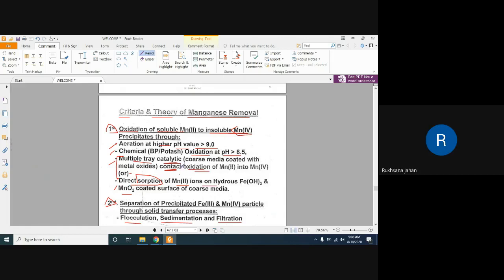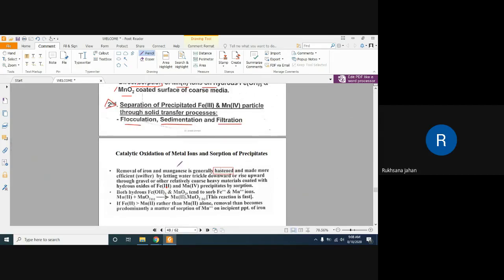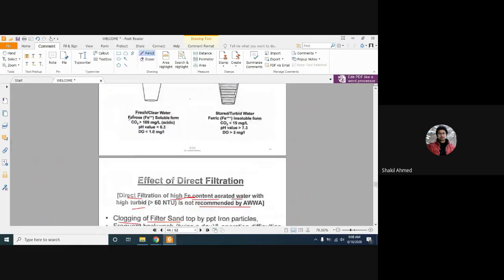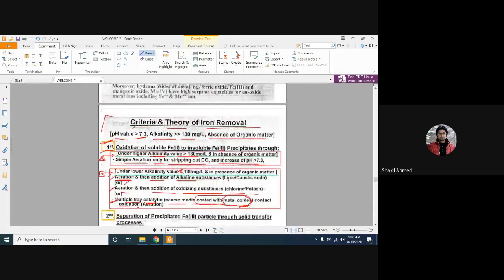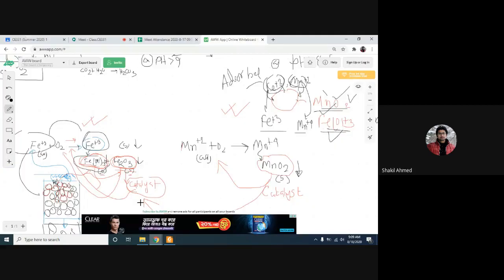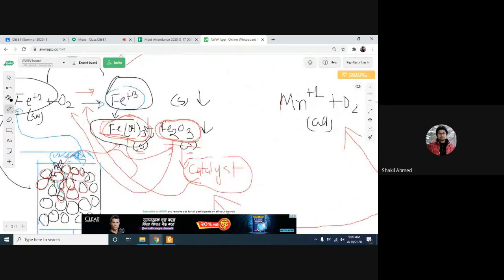Yes, sir. So, catalytic oxidation of metal ions and adsorption of precipitate. This is important. Similarly, the iron removal. This is important. The catalytic oxidation, as I told you, means that the removal of iron and manganese is generally hastened, that means expedited, faster, and made more efficient, by letting water trickle down. Trickle means percolate down.